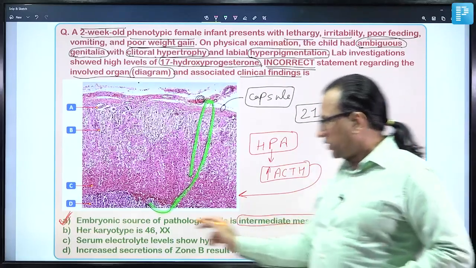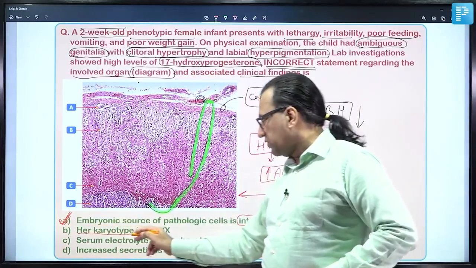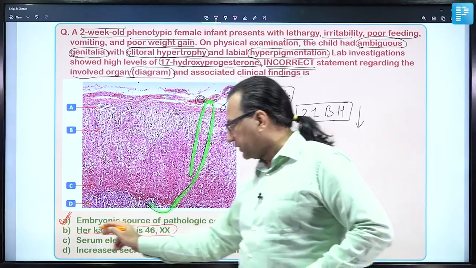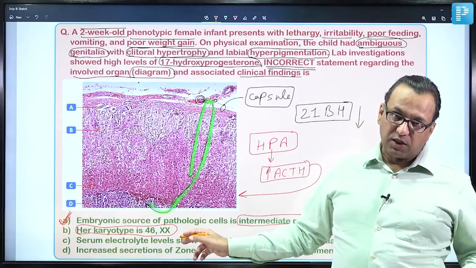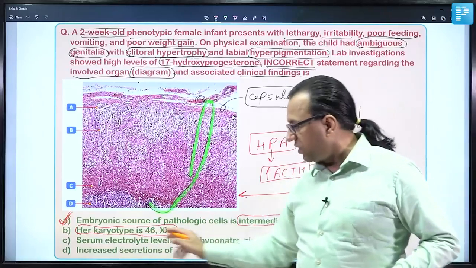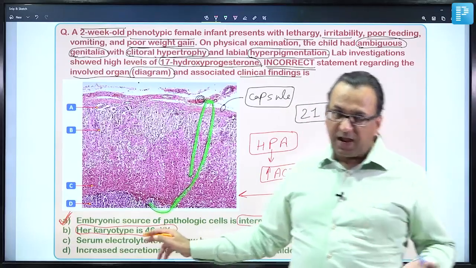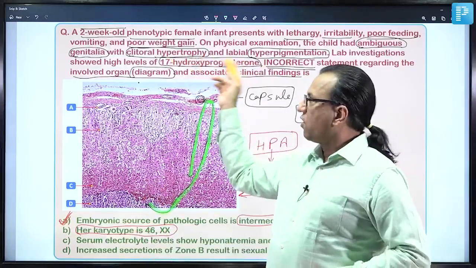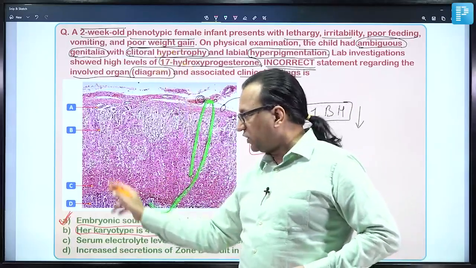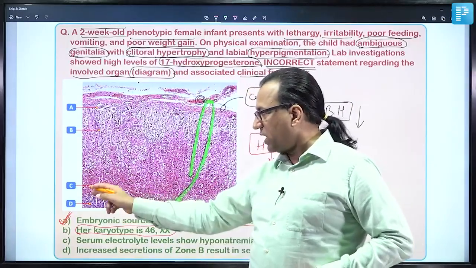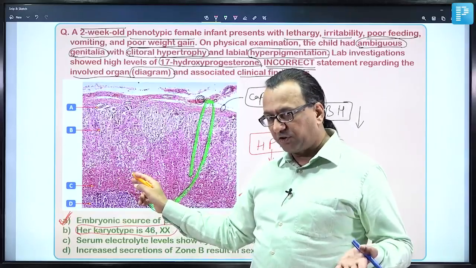What about choice number B? Is the karyotype going to be normal? 46XX? Yes, the karyotype is normal. The problem is, despite being a normal female, she is behaving like a male, or masculinization has happened due to oversecretion of zone C, more of androgens.